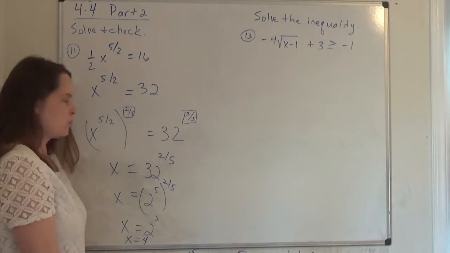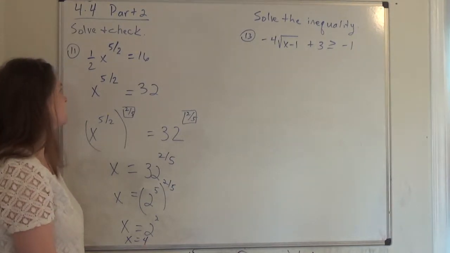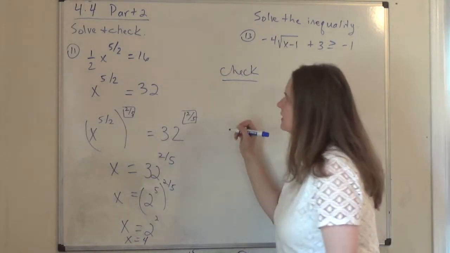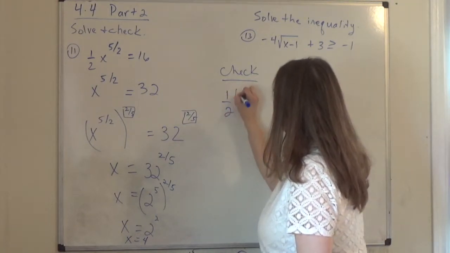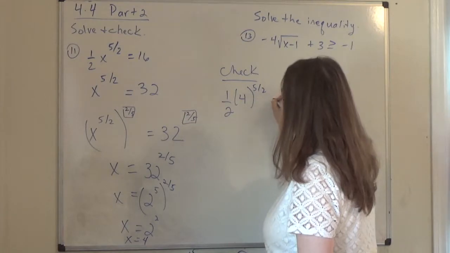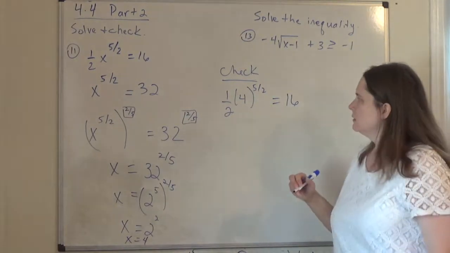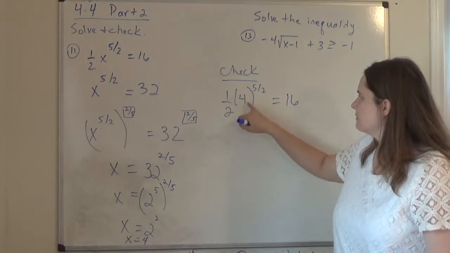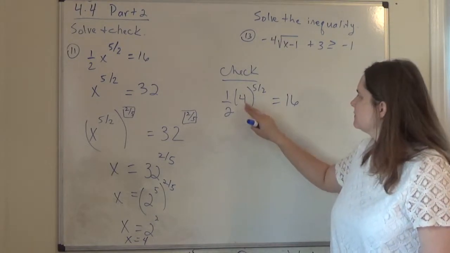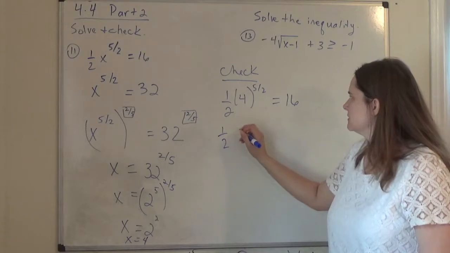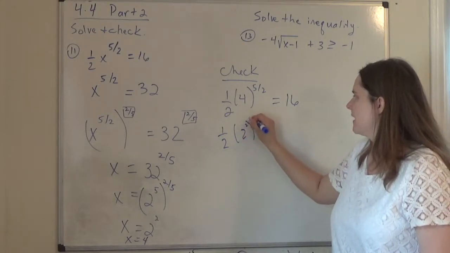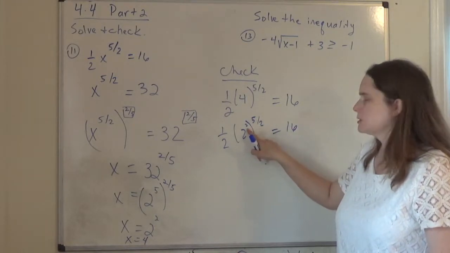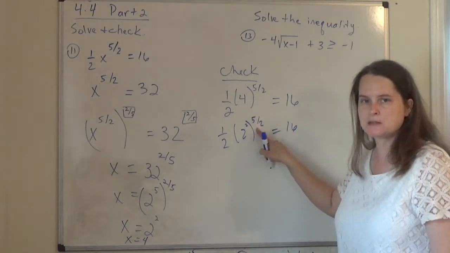We're also asked to check our work. So we're going to put 4 back into the original problem. So when I check it, I need to do 1/2 times 4 to the 5/2 power equal to 16. So starting with, do your exponent first. So 4 to the 5/2 power, you can use your calculator at this point if you'd like. But I know that this is 2 squared to the 5/2. I'm just going to use my rules for exponents. And then when I do a power to a power, I multiply 2 times 5/2. So that means my exponent is a 5.